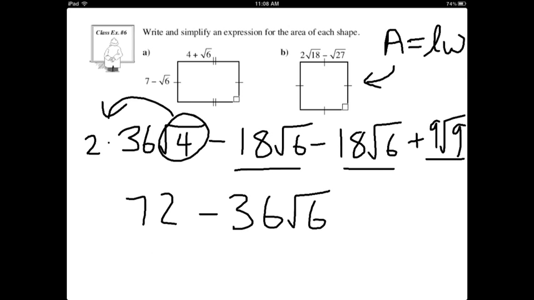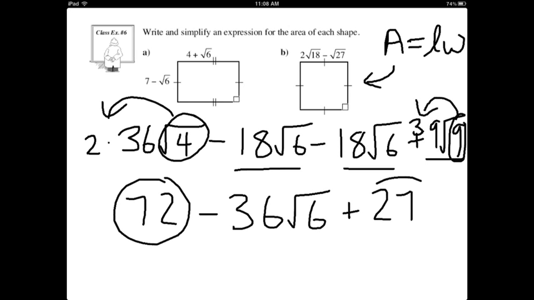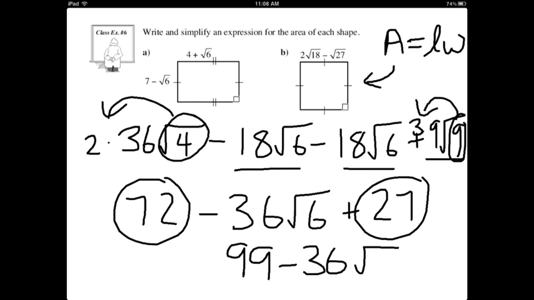And last, this 9 is a perfect square. You can bring that out. That's going to be 3 times 9 on the outside. So that's going to be 27. Collecting your like terms, you have 72 plus 27. That's 99. It's going to be 99 minus 36 root 6. That's your final answer.